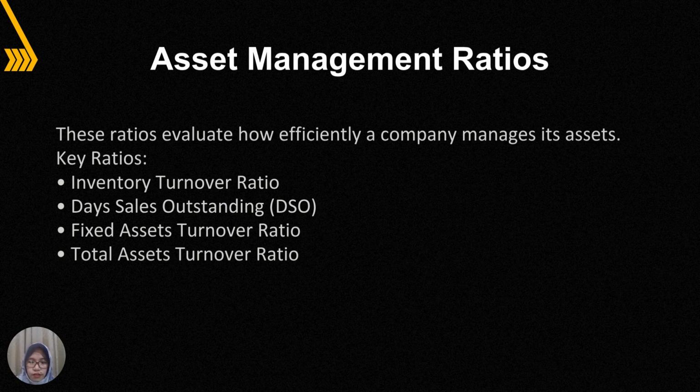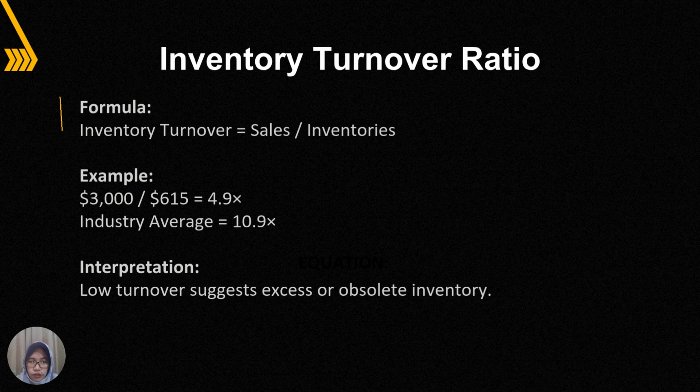So, this asset management ratios measure how effectively a company uses and manage its assets to generate sales. So these ratios help determine whether the company has too many assets or too few assets. So what are these ratios? These are the inventory turnover ratio, the days sales outstanding, fixed assets turnover ratio, and lastly the total assets turnover ratio. So let's first talk about the inventory turnover ratio.